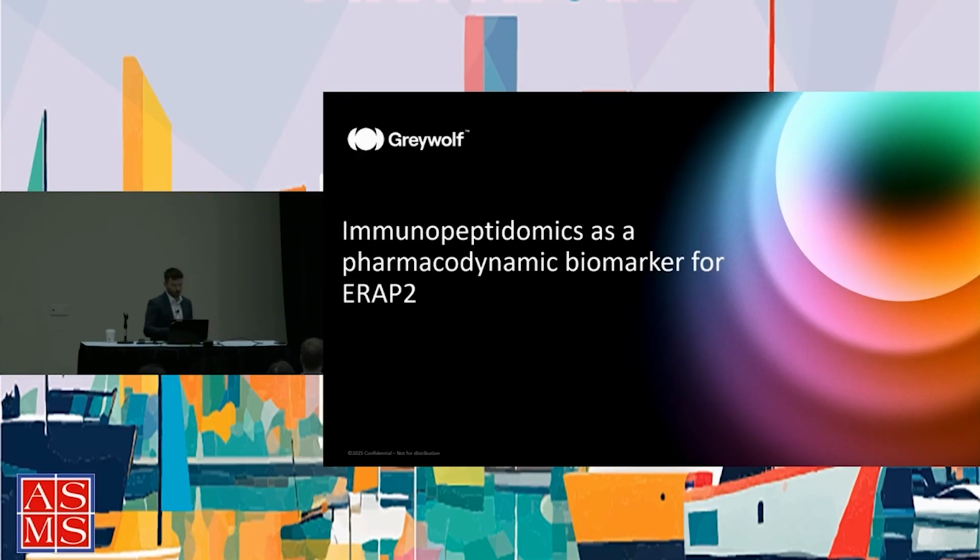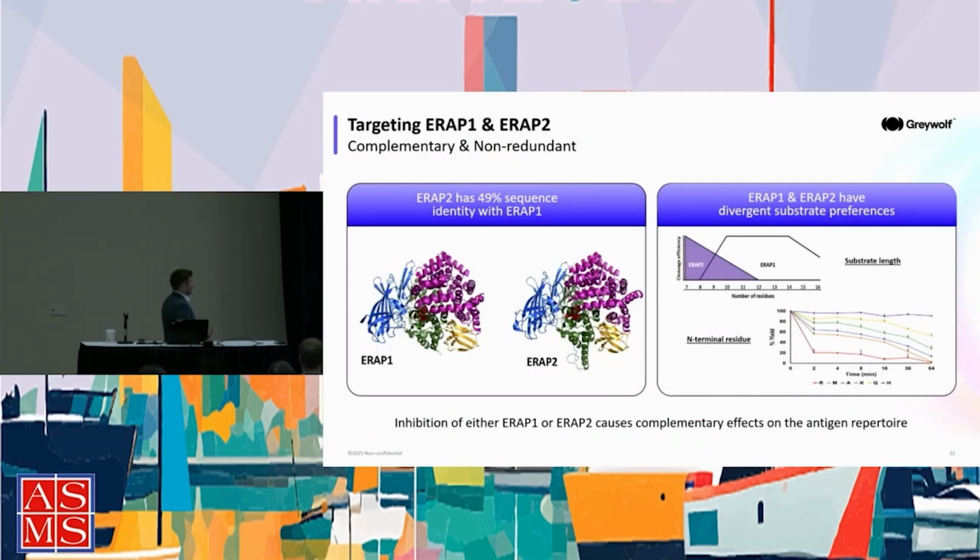Okay, story number 2. Similar vein. So again, immunopeptidomics to drive not only biological understanding of ERAP2, but also condense it down to a pharmacodynamic biomarker. So ERAP1 and ERAP2, pretty similar, but complementary effects on the antigen repertoire. So both non-redundant enzymes, both with slightly different substrate specificities. And I'll get into this bit now more.